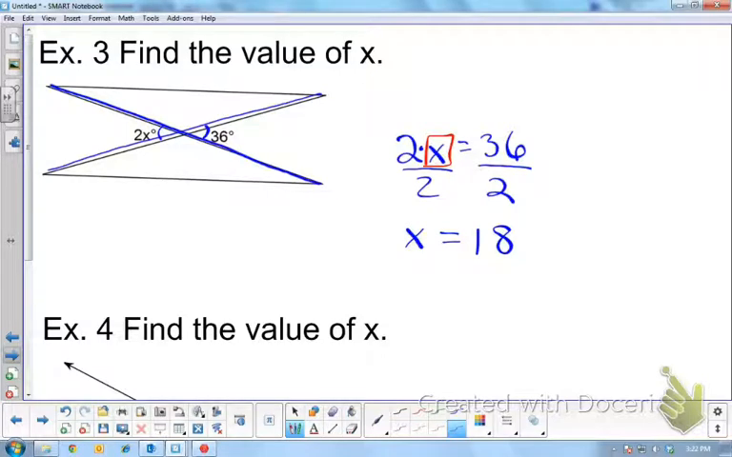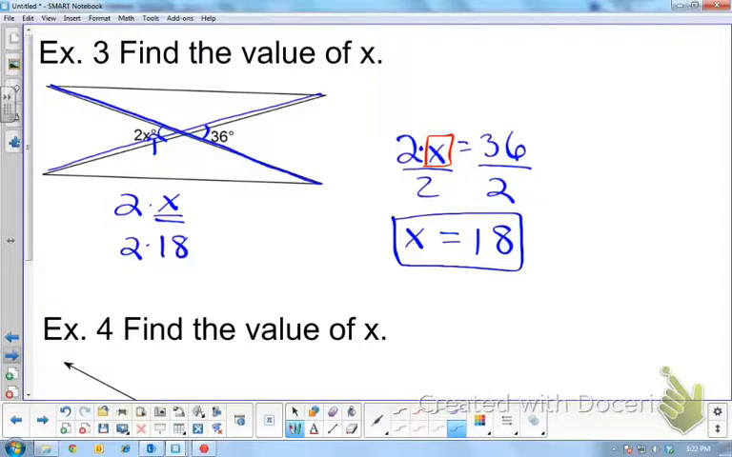Now I specifically did not write the degrees symbol there. 18 is not in degrees. That's what x equals, but that's not what the angle equals. If I just want to find x, I'm done. If I want to know the actual measure of that angle, I'd have to take the answer I just got and replace it in the x spot to get the actual angle measure. So we get that that angle is 36 degrees, which makes sense because they're vertical angles. So we know the two angles across from each other should equal each other.